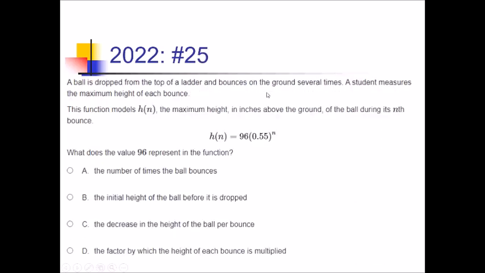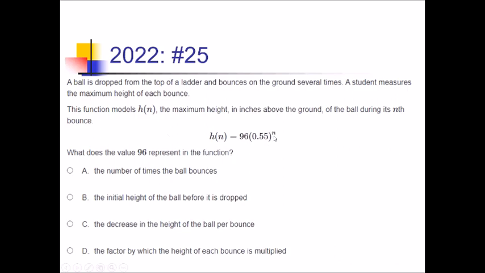For this one, we have a ball being dropped from the top of a ladder, bouncing. And here's a function that models how high it bounces after n bounces, how high the bounce is. So we want to know basically in this formula what the 96 represents.